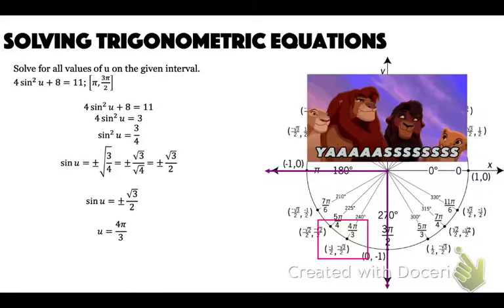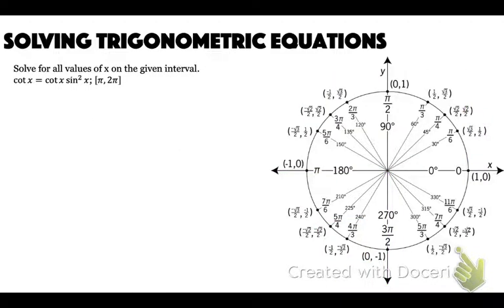Okay, so this one: cotangent of x equals cotangent of x times sine squared of x on the interval from pi to 2 pi. So it's everything below the x-axis. If I have cotangent of x equals cotangent of x times sine squared of x, I want to move everything to one side. So I subtract that over, and I get cotangent of x minus cotangent of x sine squared of x. Then I look at what they both have in common. They both have cotangent of x, so I can factor it out and get cotangent of x times 1 minus sine squared of x.